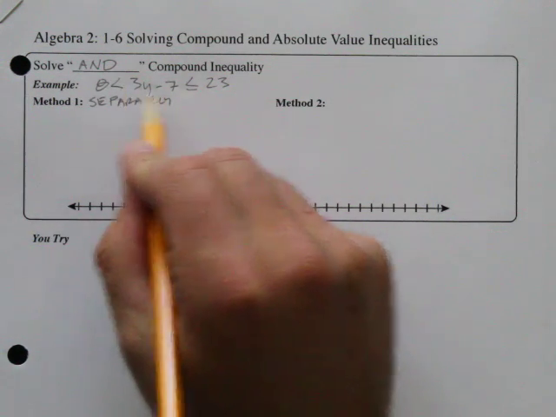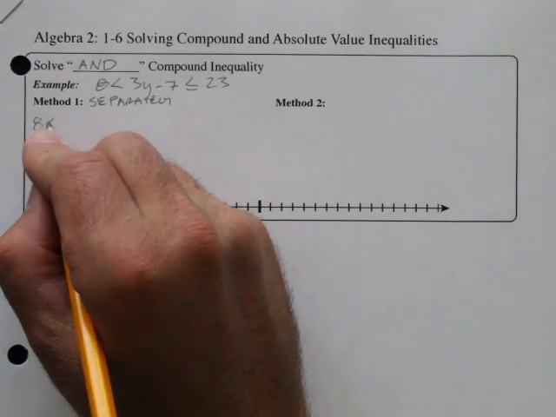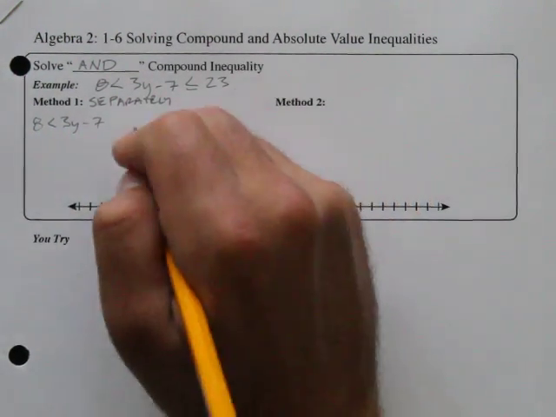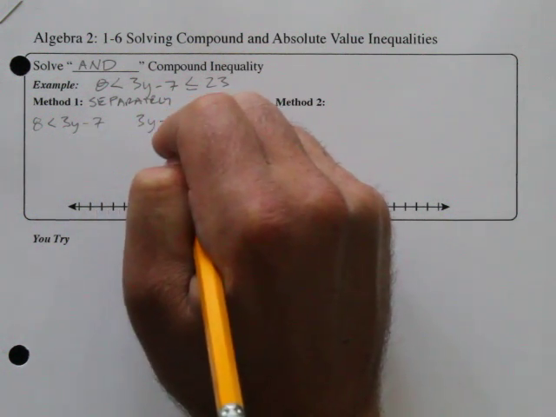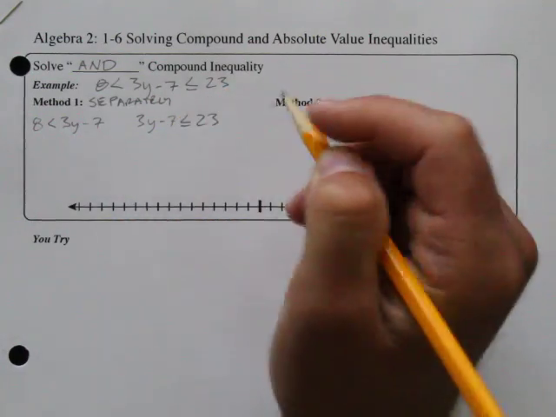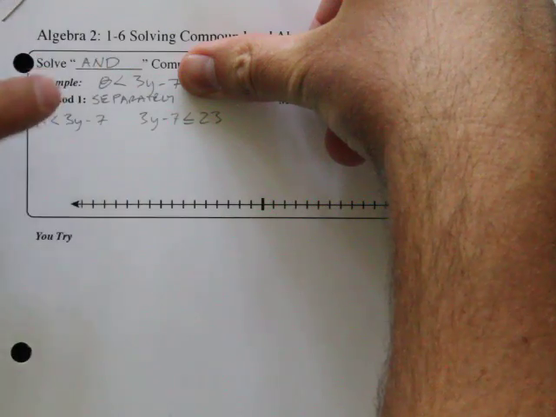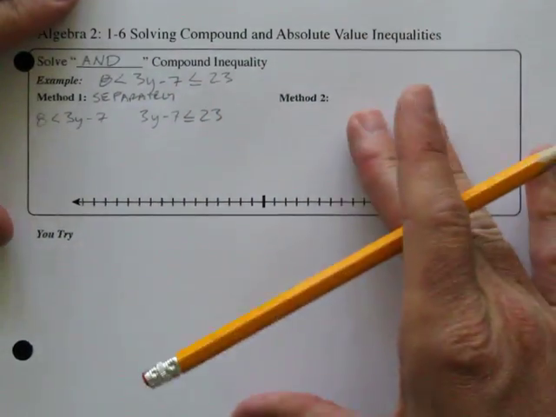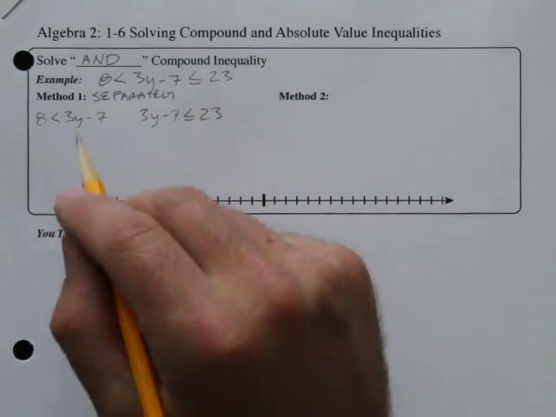When you have a compound inequality, you can solve it like this. 8 is less than 3y minus 7, and then you can also say 3y minus 7 is less than or equal to 23. So you've just taken that part of the inequality, put it there, taken this part, and put it here. That's all you've done. Now you can solve these individually and then bring them back together at the end.